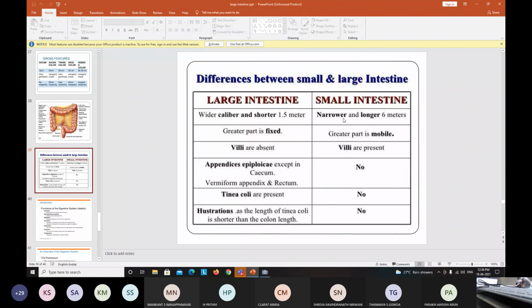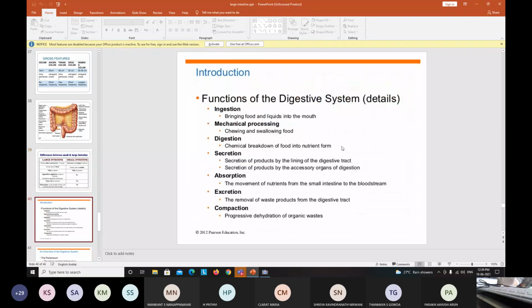Only thing is you can say in case of the ileum, yes, Peyer's patches. Peyer's patches will be there. You have to remember that. You have to write down that point. In case of the ileum, Peyer's patches. You know already what the functions are. So absorption and excretion, as far as the large intestine is concerned. Okay.